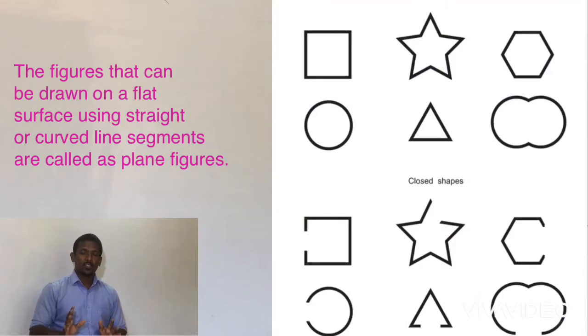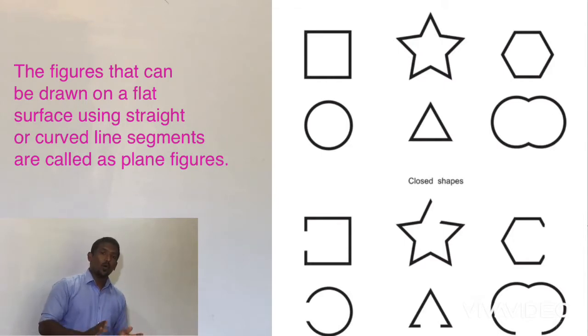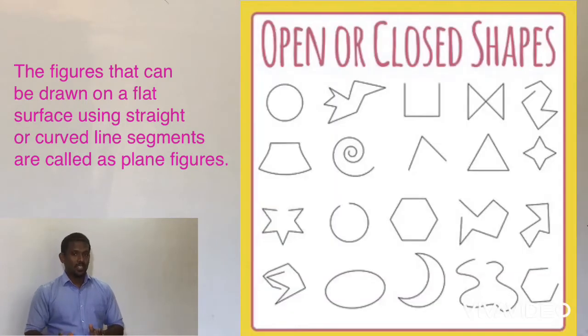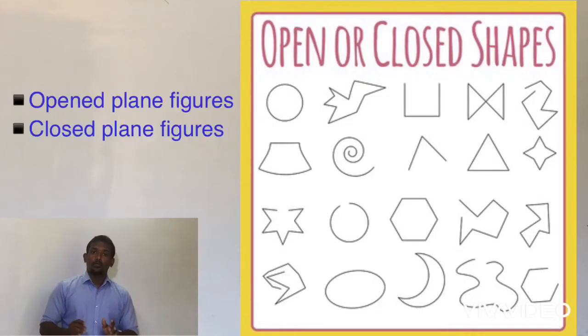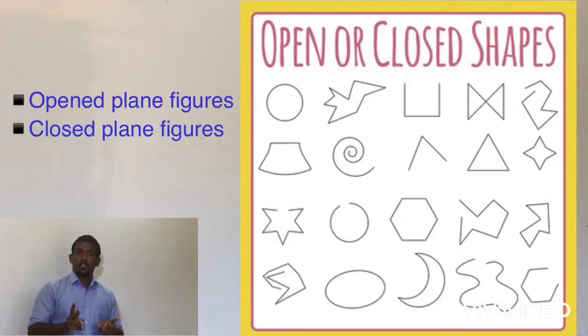Right? Now let's see again: the figures that can be drawn on a flat surface using straight or curved line segments are defined as plane figures. Okay, now the plane figures divide into two parts. The one is open plane figures. The other one is closed plane figures.